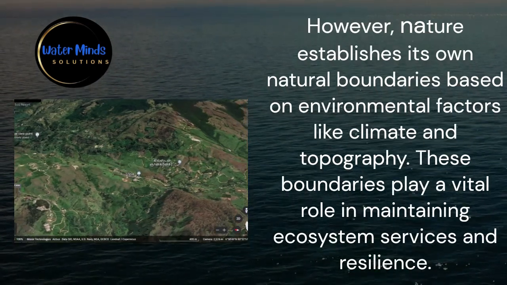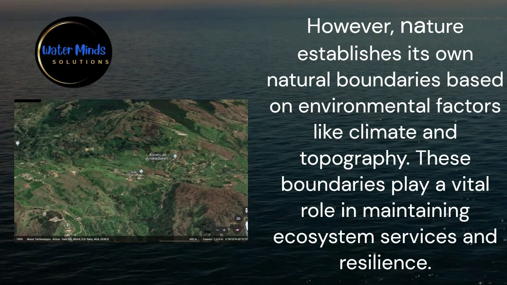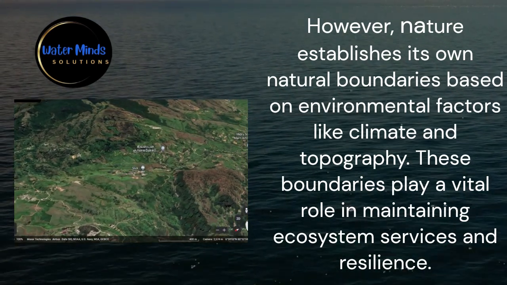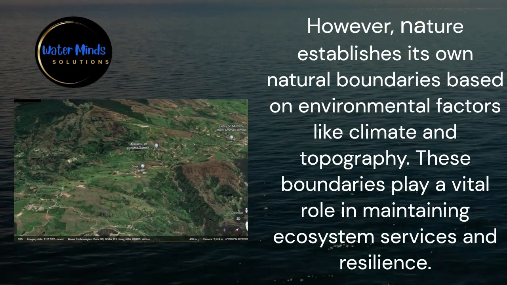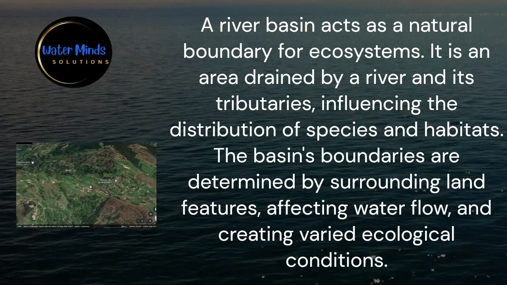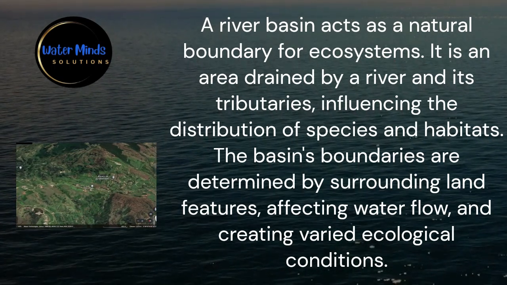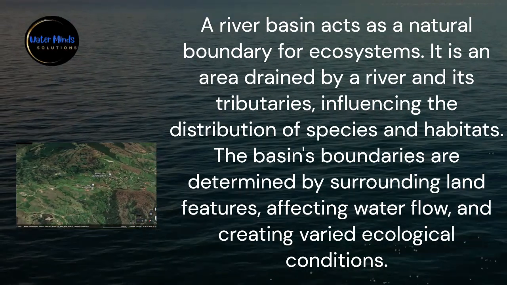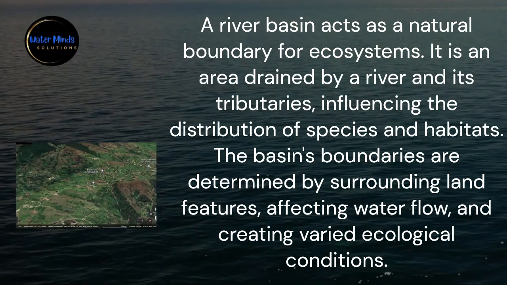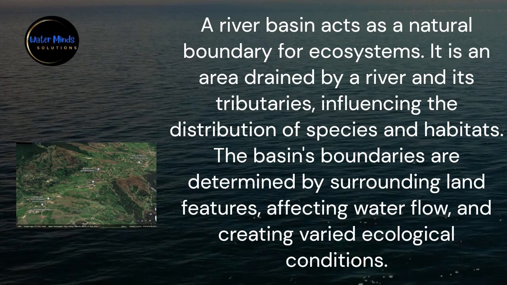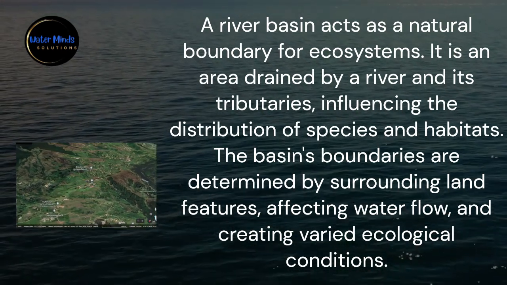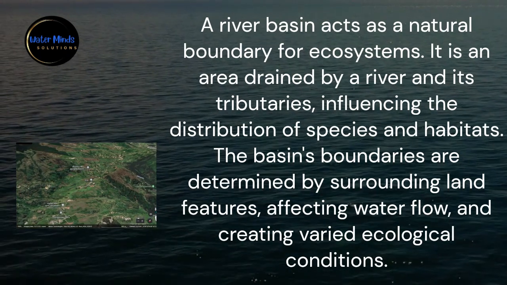However, nature establishes its own natural boundaries based on environmental factors like climate and topography. These boundaries play a vital role in maintaining ecosystem services and resilience. A river basin acts as a natural boundary for ecosystems. It is an area drained by a river and its tributaries, influencing the distribution of species and habitats. The basin's boundaries are determined by surrounding land features, affecting water flow, and creating varied ecological conditions.